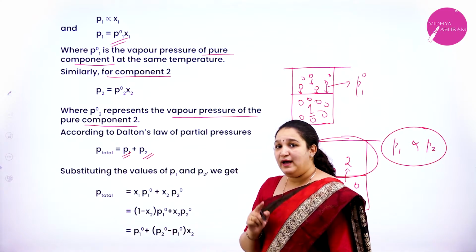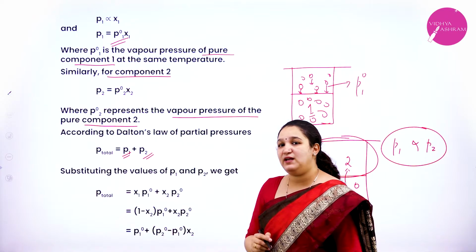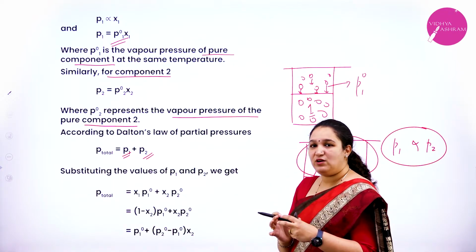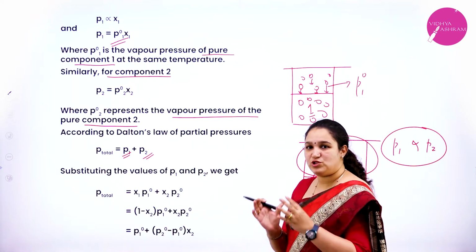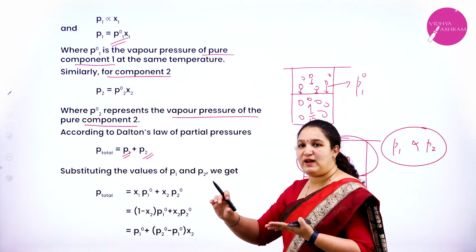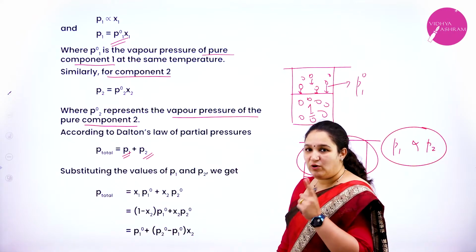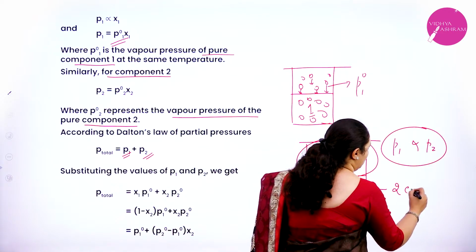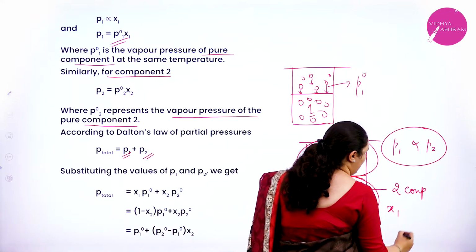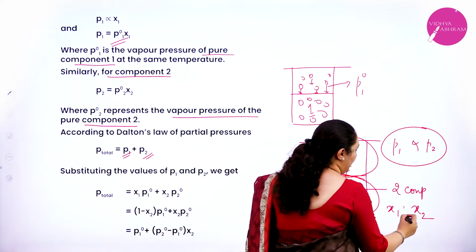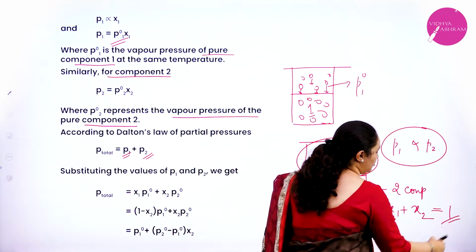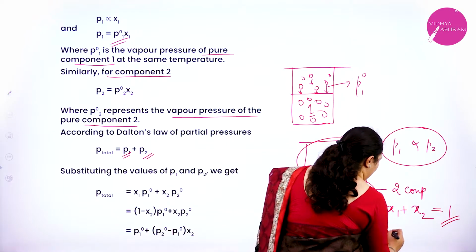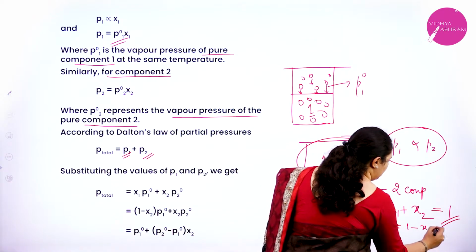Now also remember, in the first session when I was explaining mole fraction, I told you that however many components a particular solution has, if you add the mole fractions, it is equal to unity. For a binary solution, how many components do I have? I have two components. So mole fraction of component 1, mole fraction of component 2. If I add the mole fractions, that should be equal to 1. Correct? Now I can also write x1 is equal to 1 minus x2.